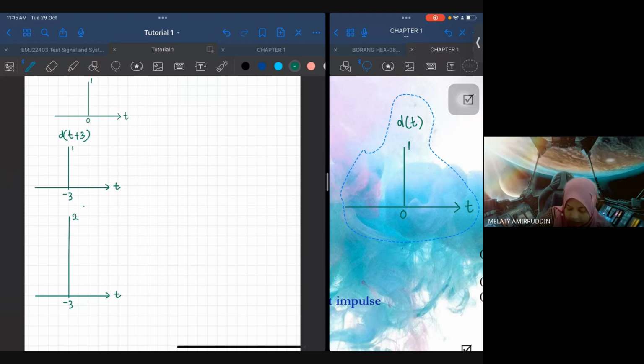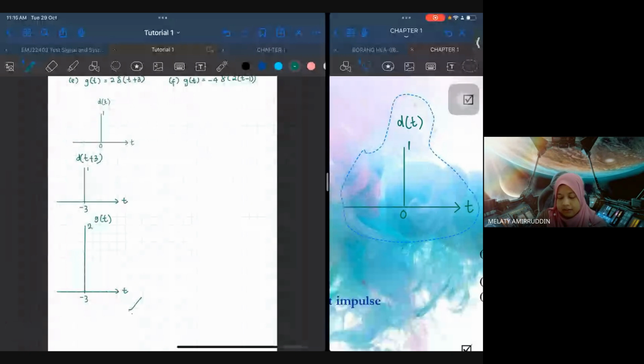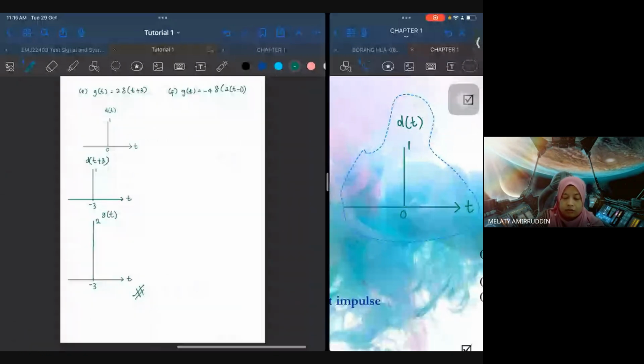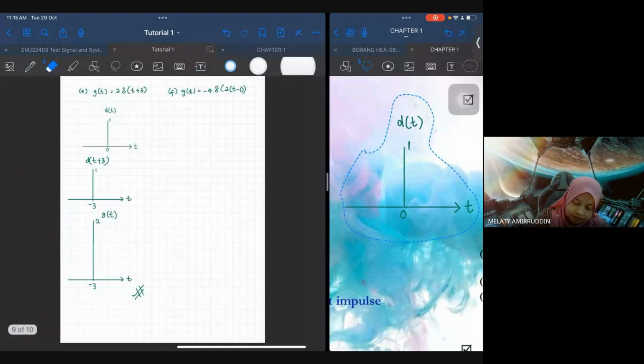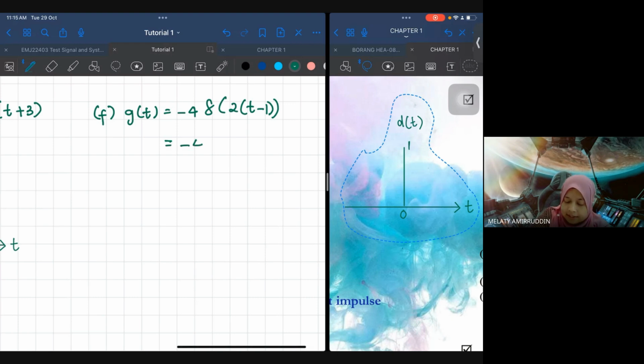So this is the g(t) signal. Okay, this is the final signal, g(t). You already did the shifting and also the amplitude. Okay, now next. First you need to do something with this question. You need to expand the impulse to t minus 2. Do the shifting first, and then scaling, and then amplitude.